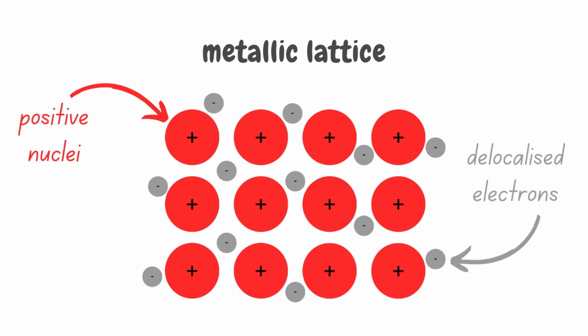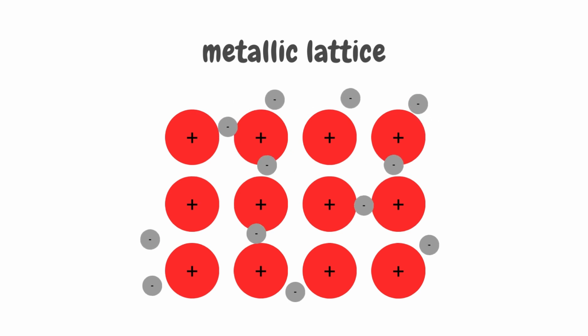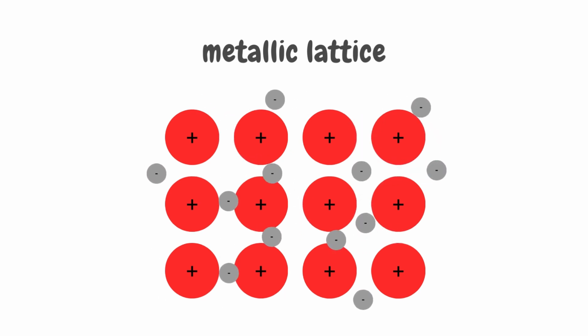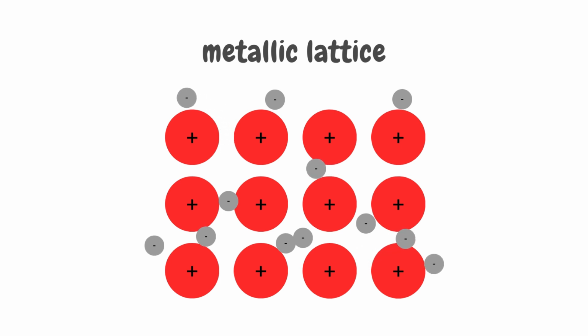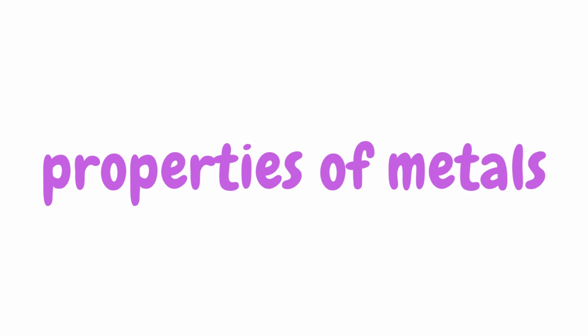These electrons don't belong to any particular nucleus and are free to move throughout the entire structure. So, while the positive nuclei are held in place, the electrons are free to move around. This freedom of movement is what gives metals their unique properties, particularly their electrical conductivity.